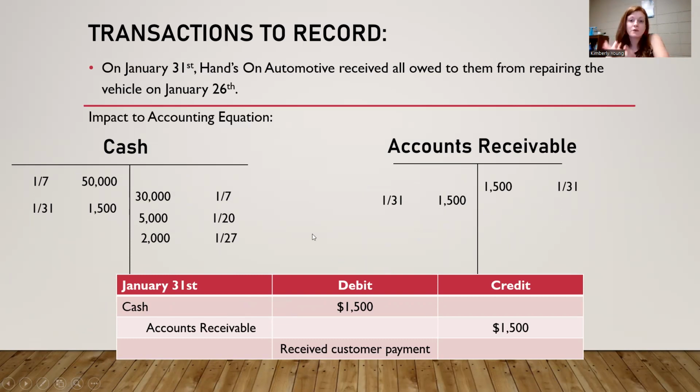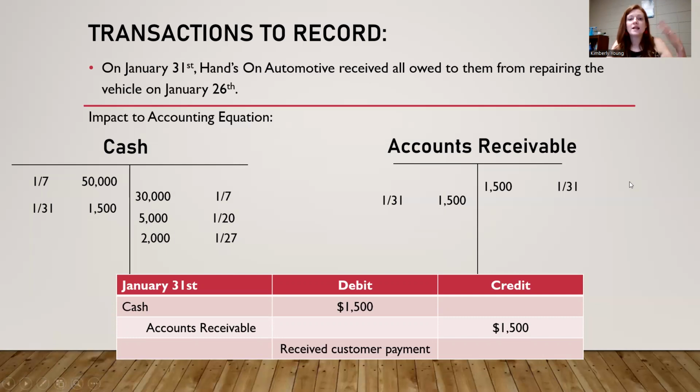So cash, or all assets, have a normal debit balance. We want to increase cash with a debit. We want to decrease accounts receivable. Accounts receivable is great, but you know what's even better than somebody owing you money? Somebody paying you money. So we're going to decrease accounts receivable with a credit. And that's what we're going to do in this transaction, saying, hey, customer, you no longer owe us. Even better, you gave us the cash.